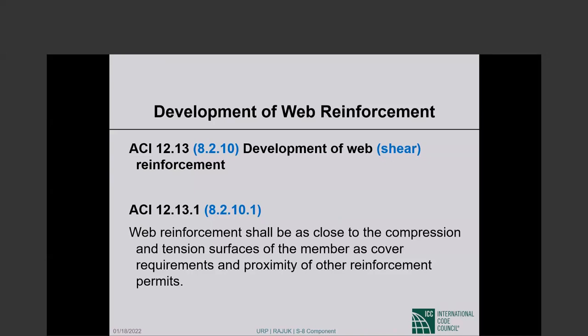Web reinforcement shall be, this is important, as close to the compression and tension surfaces of the member as cover requirements and proximity of other reinforcement permits. This is actually a requirement. Web reinforcement shall be as close to the compression and tension surfaces of the member as practical.